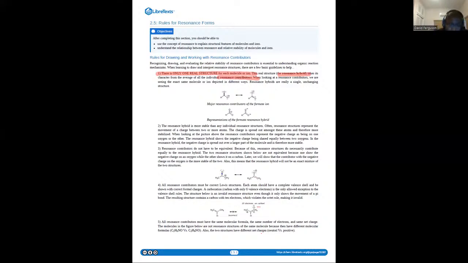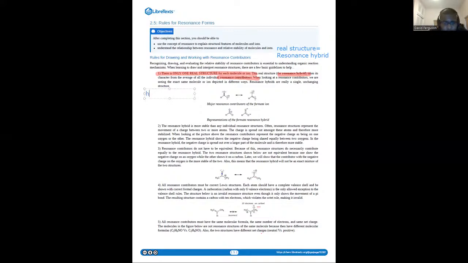If I was annotating that, the main thing would be: real structure, resonance hybrid. That would be my first annotation, and I'll put it around the side right there. That's like the big idea. And then I would do a next annotation right here. I'm showing you how I study. Okay, so that's the first annotation.